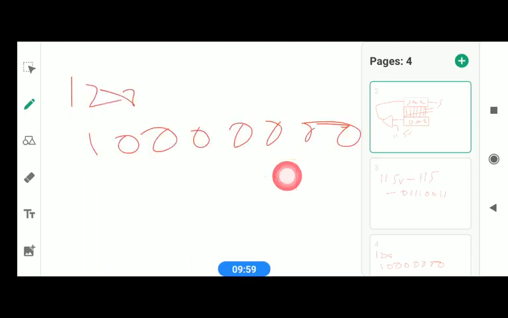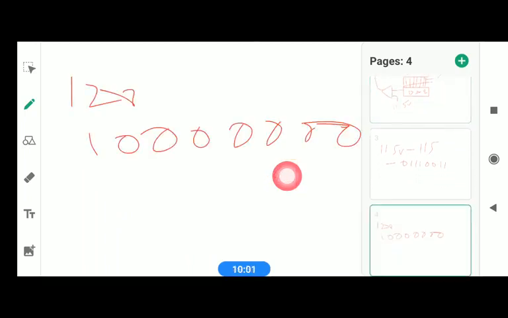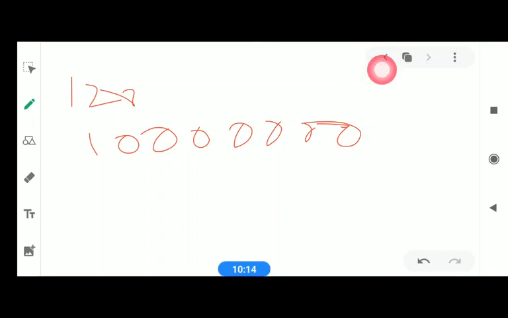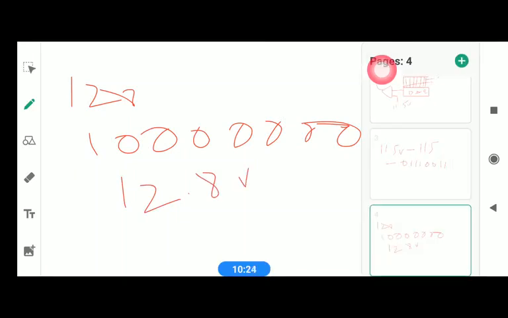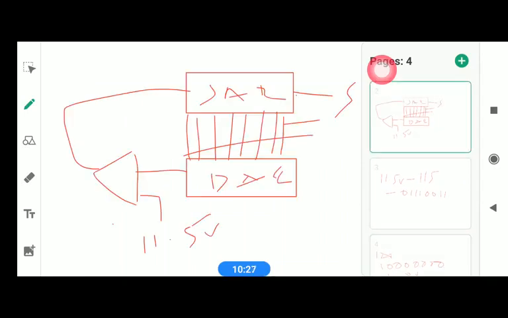value into its analog equivalent. The analog equivalent of this 10000000, which in decimal is 128, is here. The analog value here is 12.8 volt, which is, sorry, 1.28 volt.